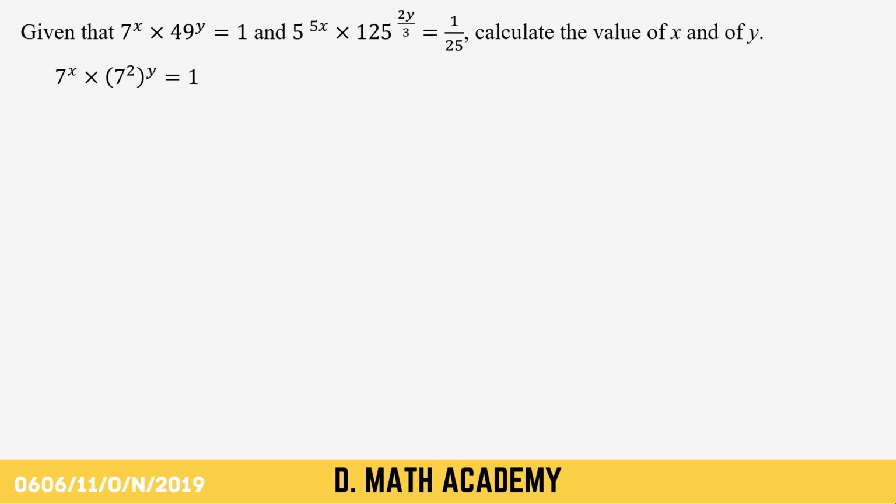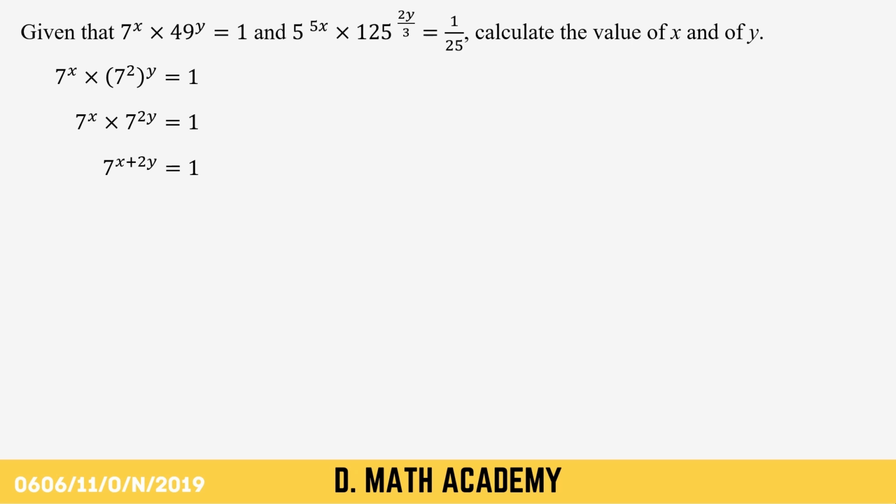So the 7 squared multiplied with y, then I will get 7 to the power of 2y. Since the base is the same, I arrange them into plus. So I have 7 to the power of x plus 2y equals to 1. The 1 over there actually plays a crucial role. You're required to transform the 1.